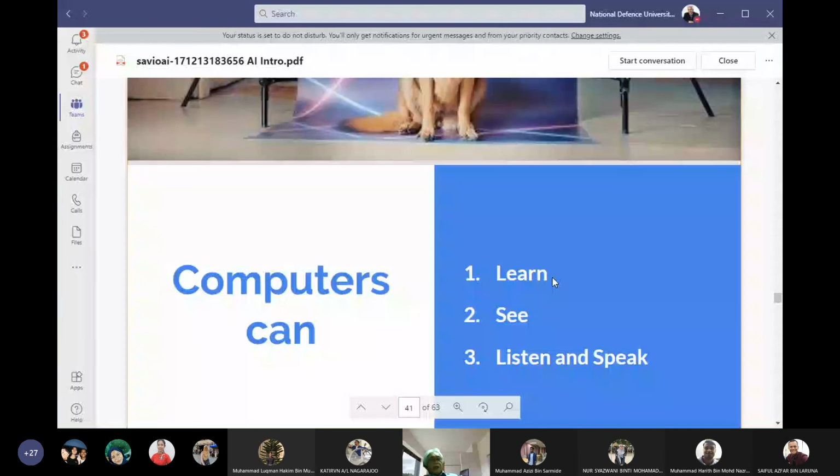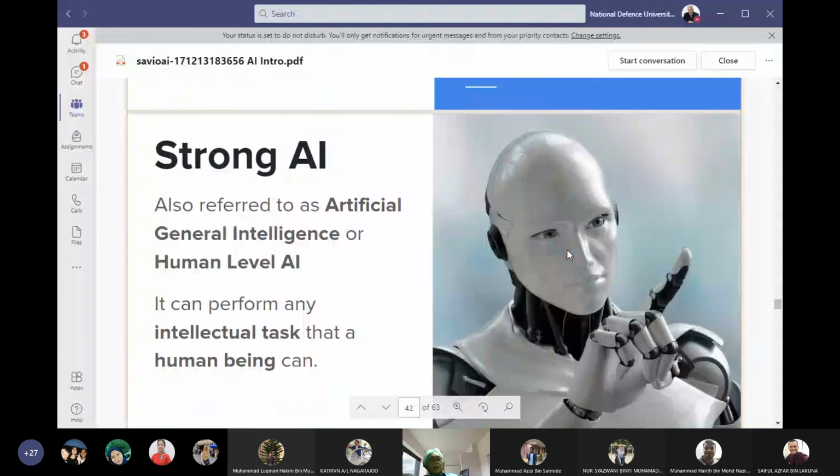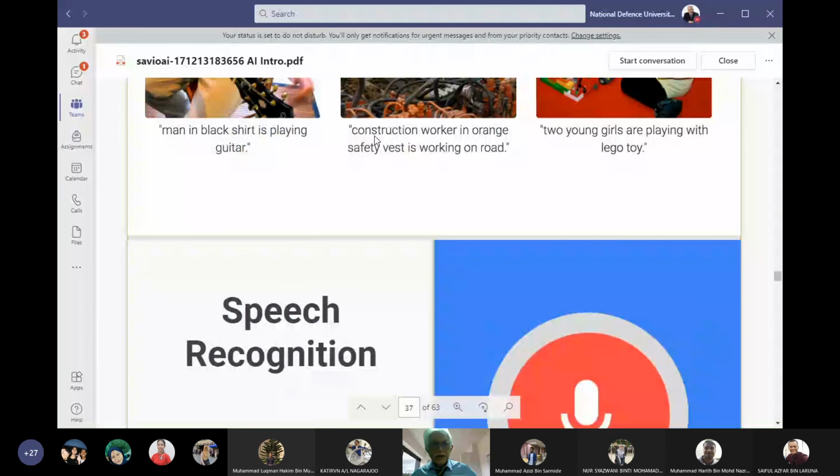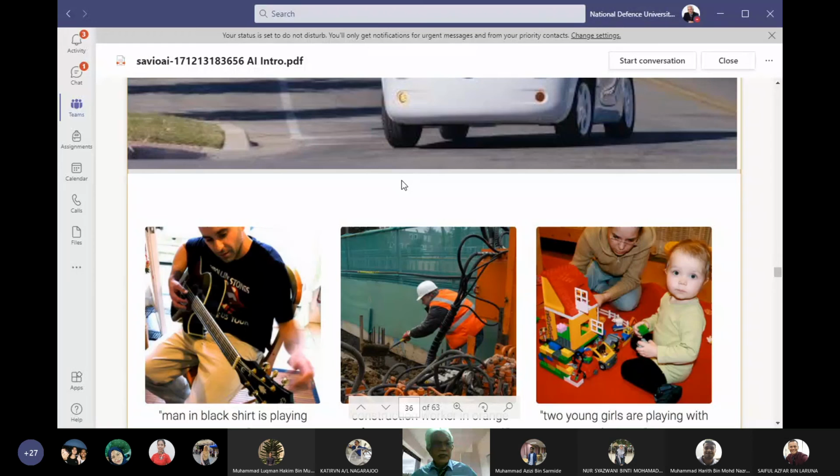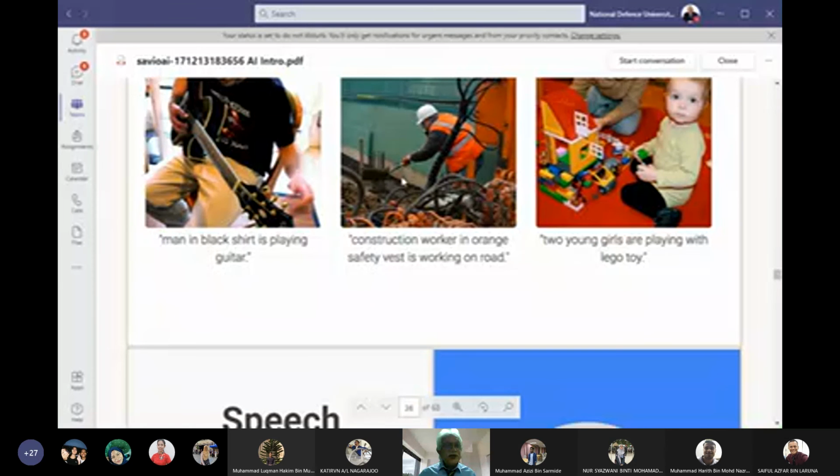Okay, then we come to strong AI. This is interesting. Listen carefully. Okay, from what they call simple AI just now, from simple AI, now we go to greater AI, okay? Which they coin as artificial general intelligence.